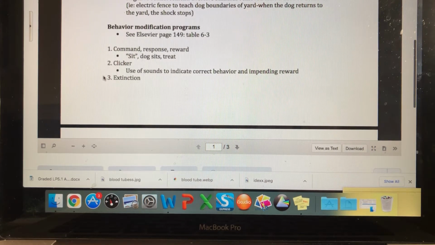So clicker training, that's something you've probably heard of as well. It's pretty popular. What we're doing there is basically command response reward, but we're linking the click sound to the reward. So the click sound becomes the reward. The clicker is using sounds to indicate correct behavior. So you click and give them a treat, click, treat. And eventually that click and that treat become linked in the brain as a reward. And you can use that clicker to reward behavior, okay? So it's kind of like taking that command response reward one step further.